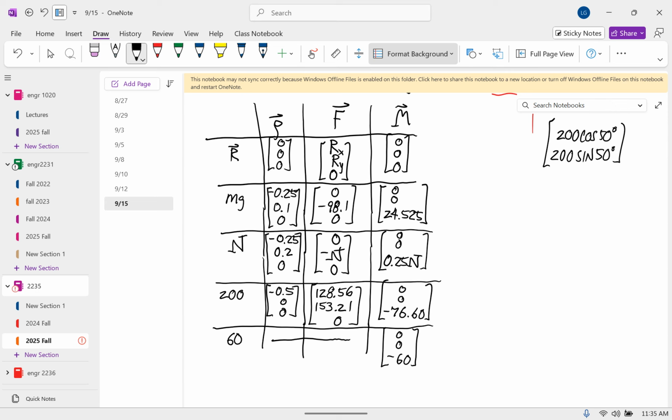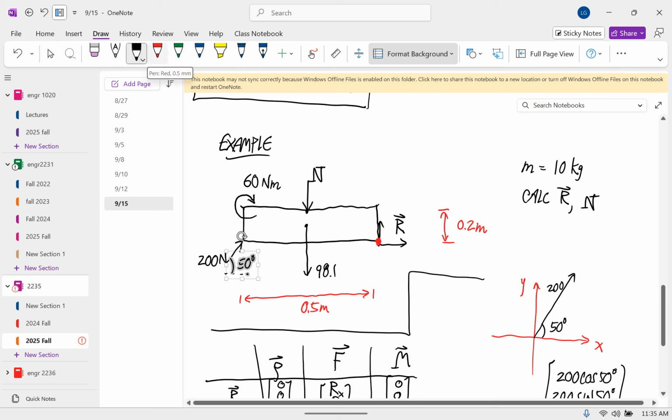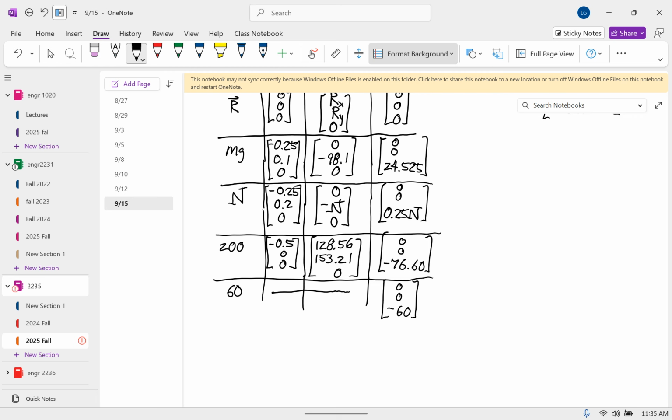Can you explain again why it doesn't have a distribution? Oh, well, because whenever you see a pure moment like this, that's indicating that it's caused by a couple. And couples don't depend on the about point. And the row vector is how the about point gets into calculations. So that's why we cross out the row vector, because it doesn't depend on A. We cross out F because a couple is equal and opposite forces that cancel each other out, so it's just zeros. And so the only place that it matters is in the moment column.